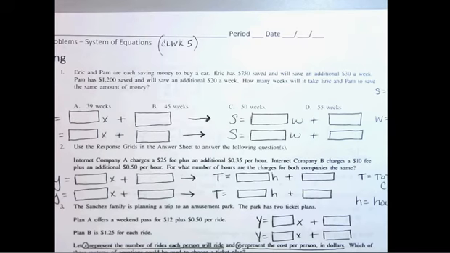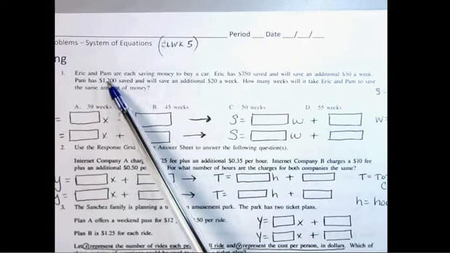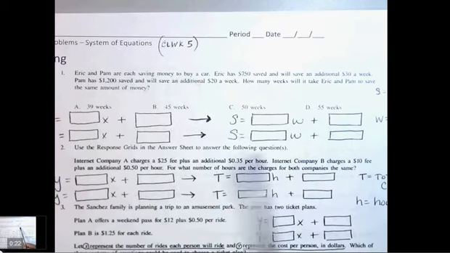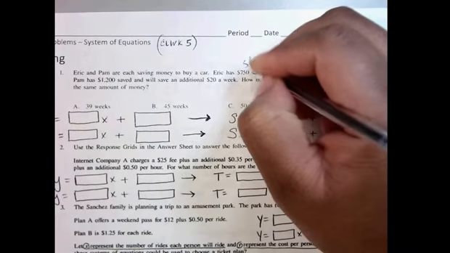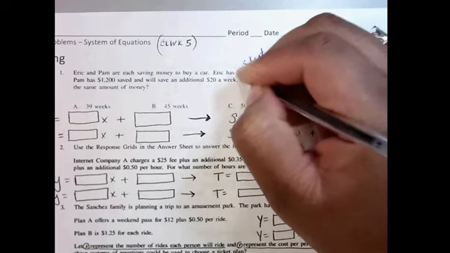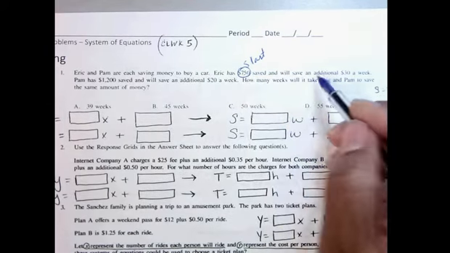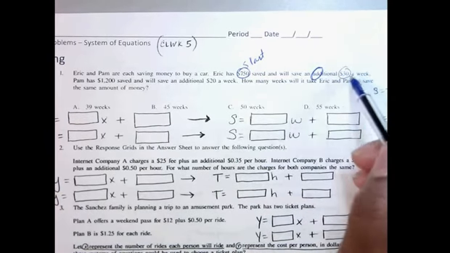Okay, we're doing classwork 5. In word problem number 1, Aaron and Pam are saving money to buy a car, and Aaron is going to start with $750 because it is already saved. In addition to that $750, he wants to also save $30 a week.